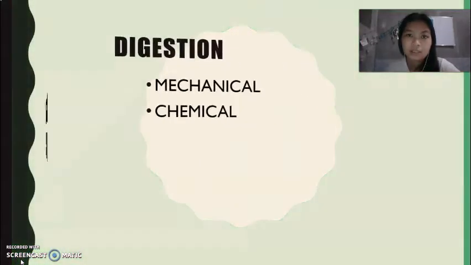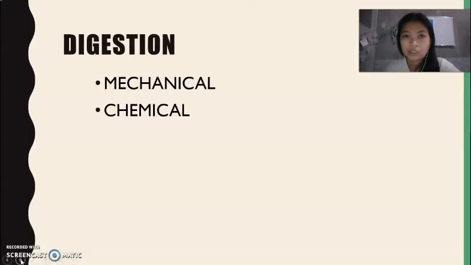Next, of course, we have two types of digestion. The first one is mechanical digestion, and the second one is chemical digestion. So what is mechanical digestion? In mechanical digestion, it happens when there is a change in the physical form of the food, specifically with the help of our oral cavity or the mouth. While chemical digestion changes the chemical composition of the food with the aid of the different digestive enzymes.